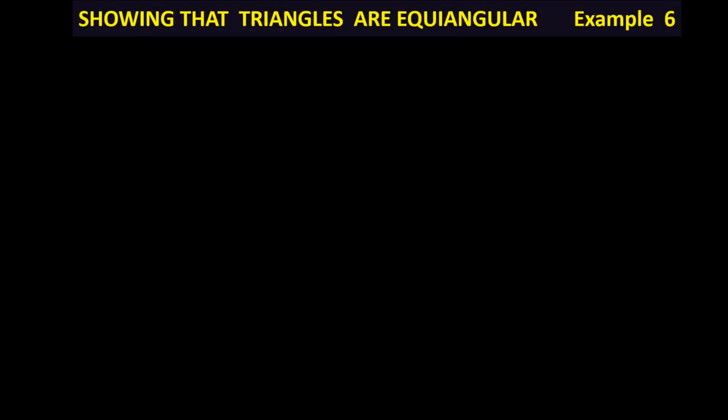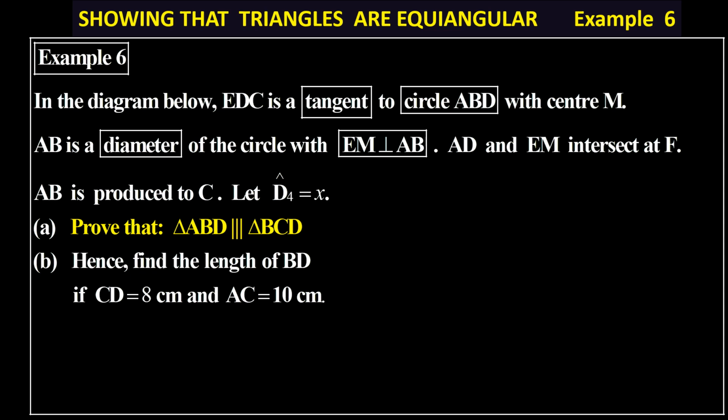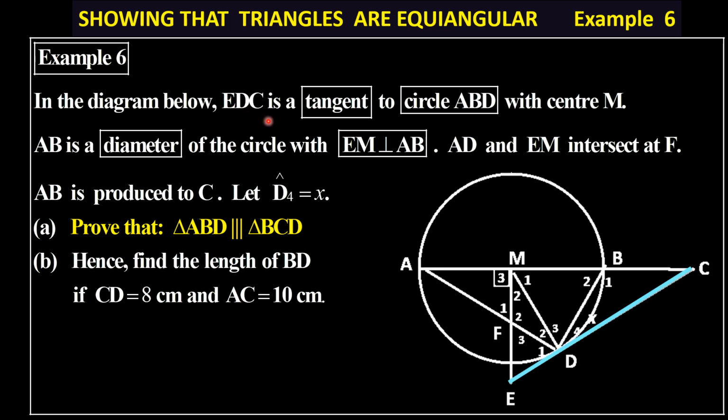Let's look at example number 6. Here we're going to prove two triangles similar by using the concept of equiangular. So in this diagram here, it's important we always read. We've got EDC is a tangent, right? So it's advisable here, let's highlight the tangent. There we've got EDC as a tangent. And another important thing is that AB is a diameter. AB is a diameter. So let's just highlight that so we don't forget that.